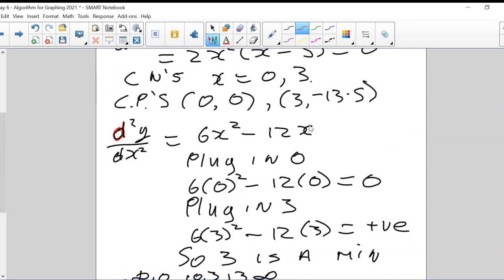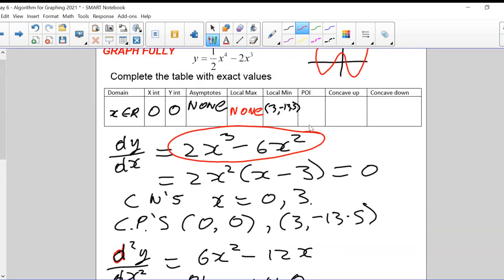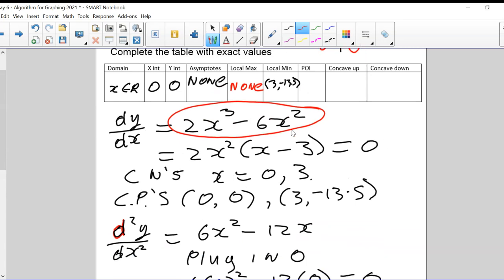So let's see what we have here now. We have to get a POI now. How do we get the POI? And then how do we get the concave up and the concave down? How do we get all that other stuff? What's the tool that we need to figure out where the POI is and what sections of the curve are concave up and what sections are concave down? It's the second derivative. That's correct.